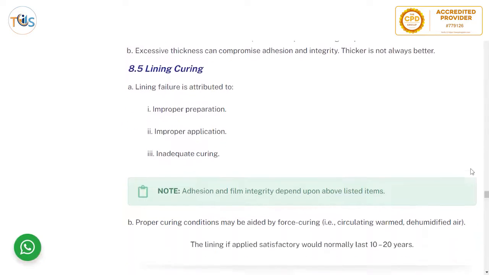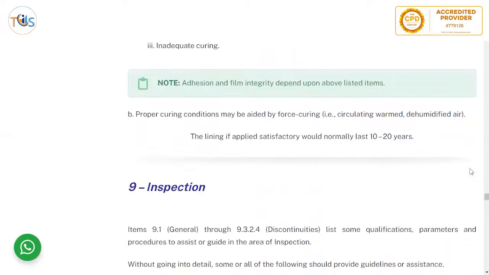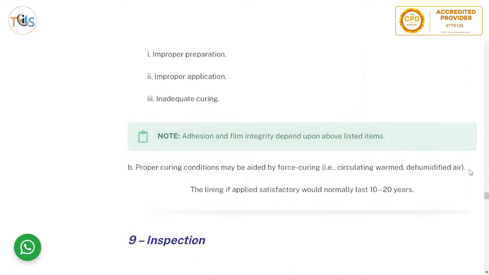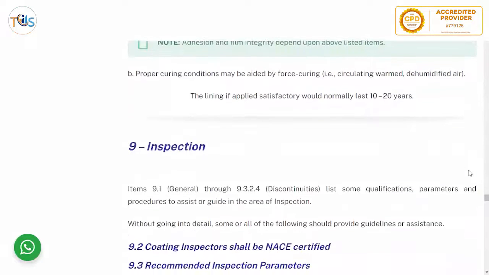Lining failure is attributed to improper preparation, improper application, and inadequate curing. Adhesion and film integrity depend upon the above listed items. That means improper application, inadequate curing, and improper preparation.